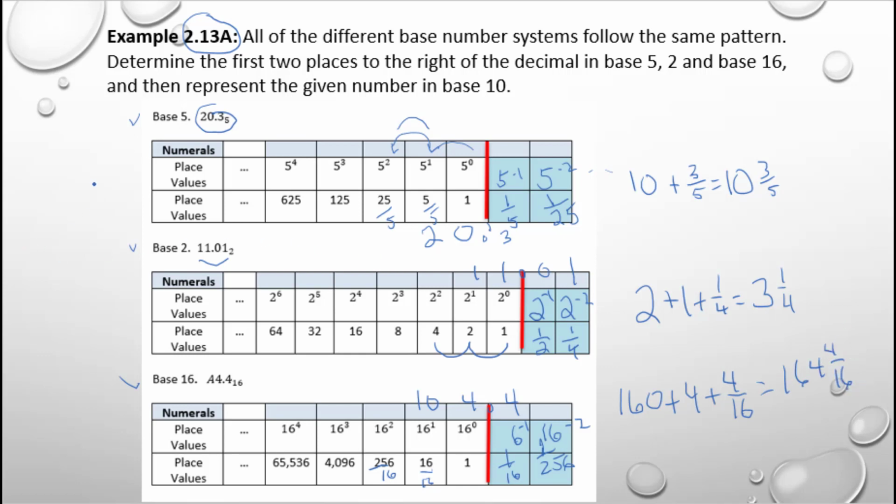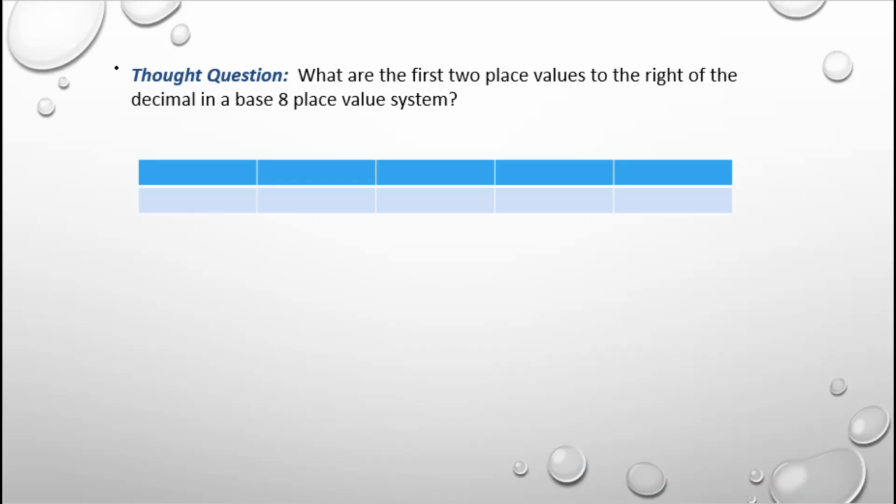So this just shows you that all the systems are basically the same in terms of the pattern. So here's the thought question associated with that. It says, what are the first two place values to the right of the decimal in a base 8 place value system? Well, I would put it on pause and give that some thought.